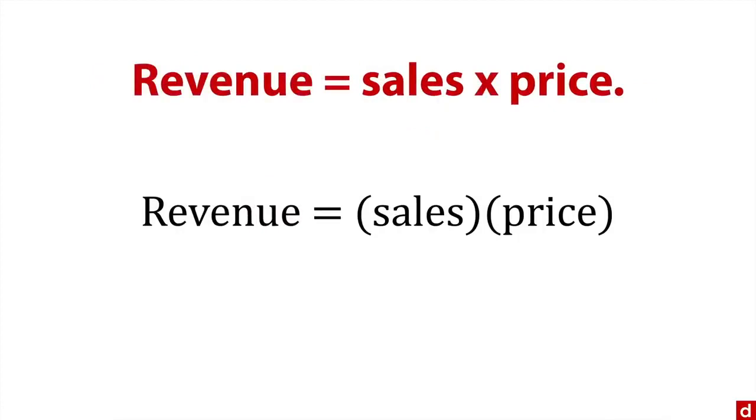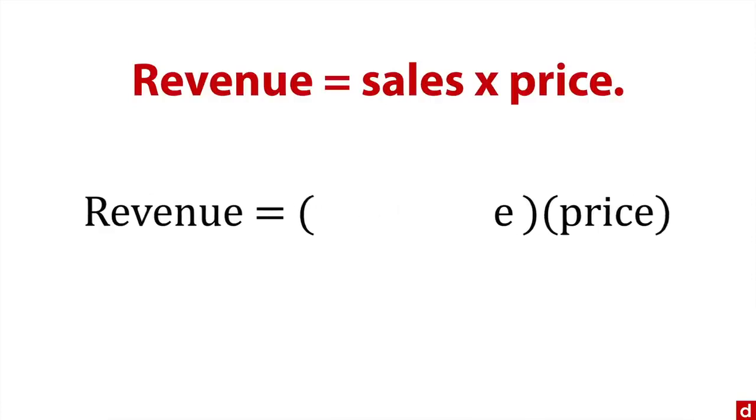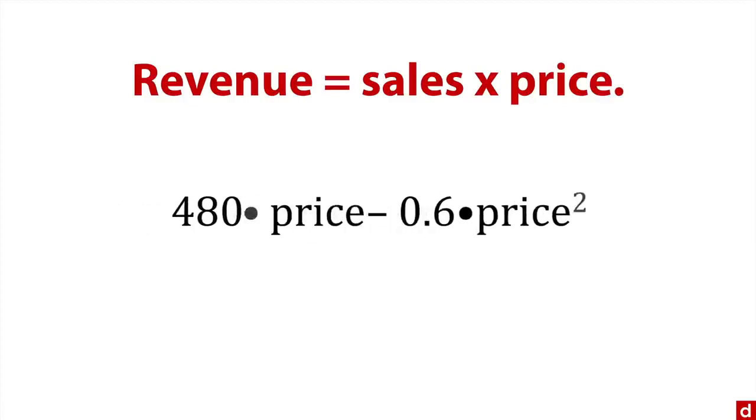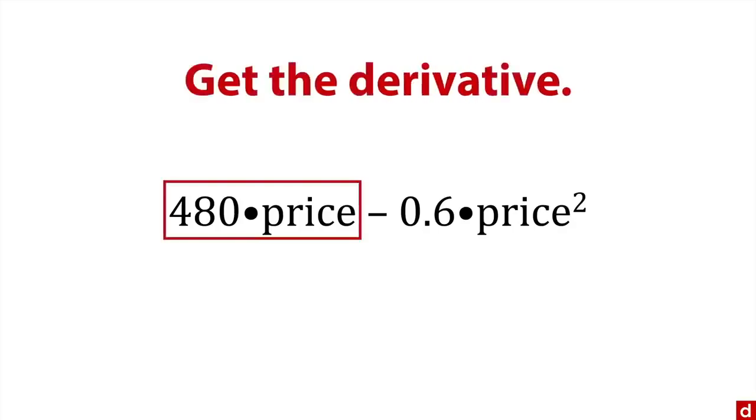Well, we can substitute in some information here. If we take sales and we put it in as a function of price, because we just calculated that a moment ago, we get this, and then we do a little bit of multiplication, and then we get that revenue is equal to 480 times the price minus 0.6 times the square of the price. Okay, that's a lot of stuff going on there. What we're going to do now is we're going to get the derivative. That's the calculus that we talked about.